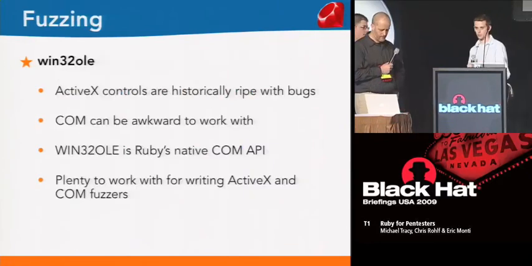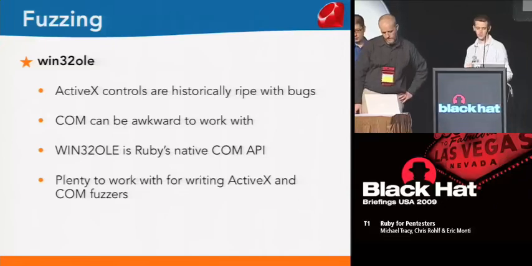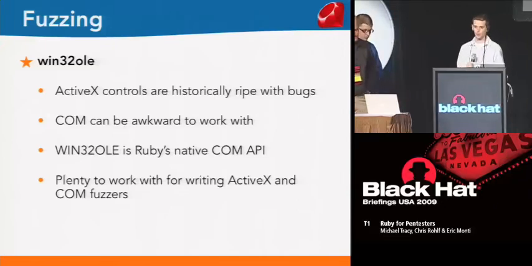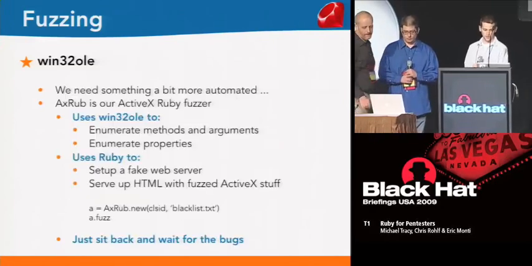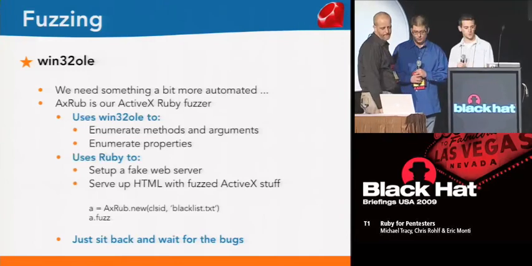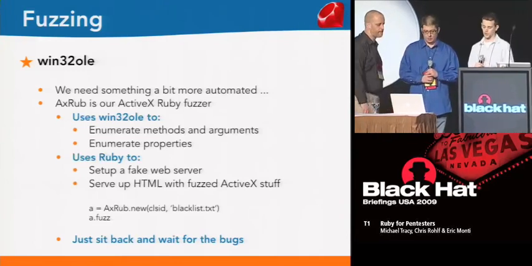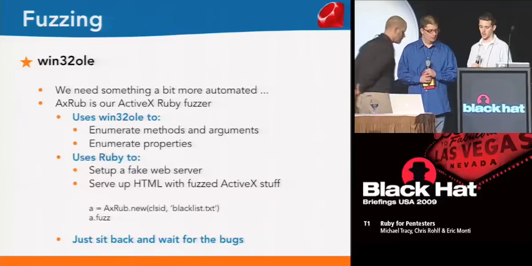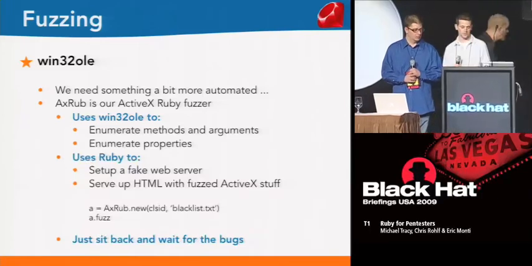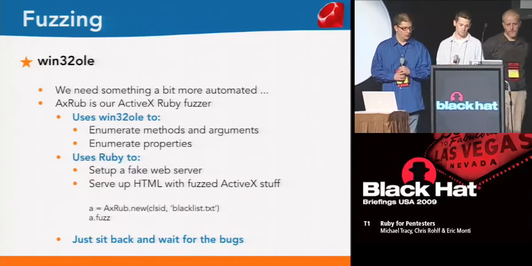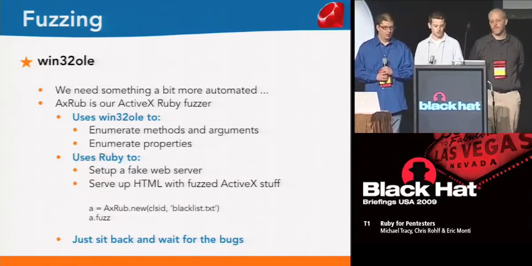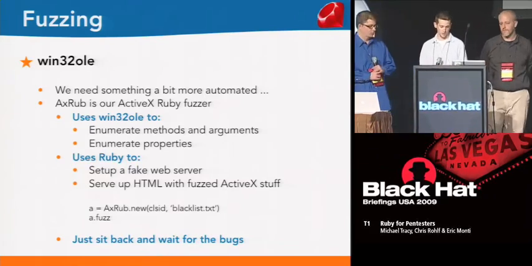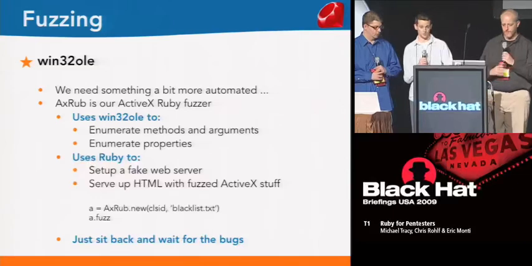ActiveX controls are another really ripe area for fuzzing where we find lots of vulnerabilities. And Ruby has Win32 OLE for parsing COM objects. Basically, to fuzz ActiveX using Ruby, we use Win32 OLE to enumerate all the methods and properties in a COM object and the type arguments to those methods. And then in maybe 50 lines of Ruby, we can create a fake web server that starts to fuzz those controls intelligently based on type arguments and all the good information that was given to us by Win32 OLE.